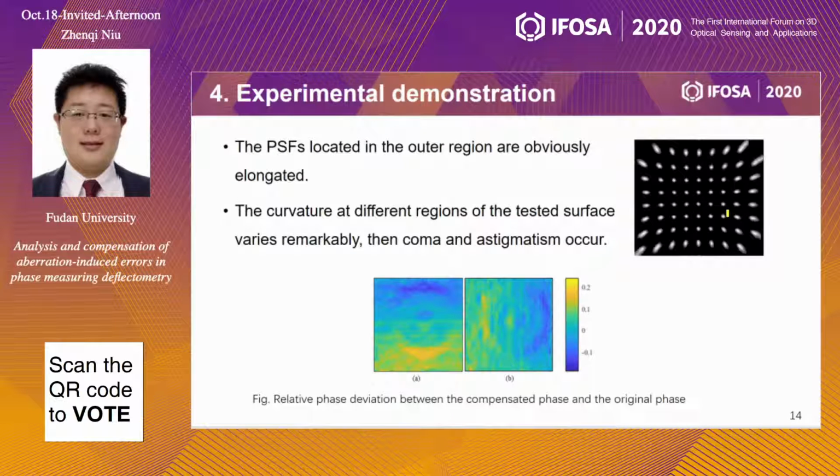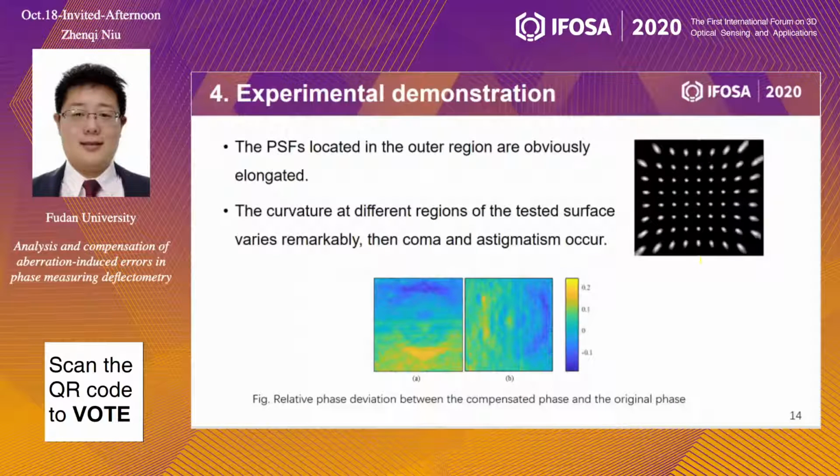Hence, the aberration is more serious in the outer region, as shown in the phase deviation map between the compensated phase and the original phase. The corrected phase at the outer region differs remarkably from that without correction, while the phase at the central part performs similarly. This is consistent with the distribution of the PSF.